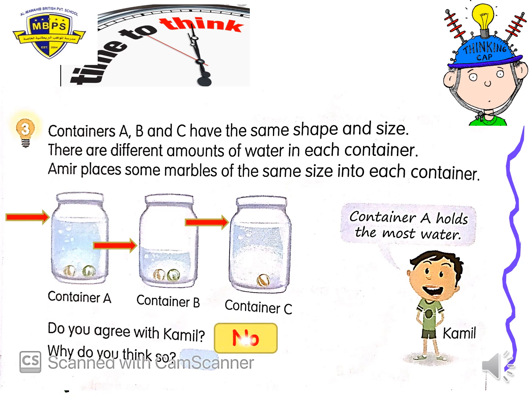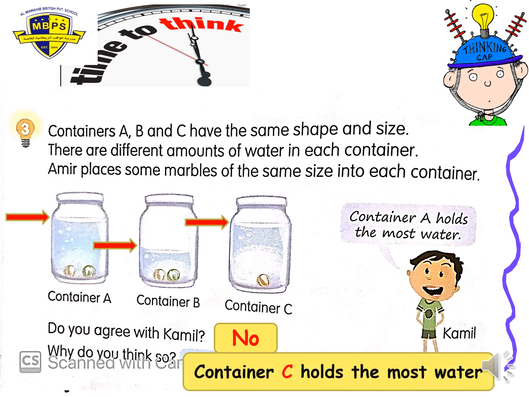No. Why? Because if I compare between container A and container C, look at the level of water. The level of water in A and C, it seems to be the same. But don't forget to look at the marbles. In container A, we have 2 marbles, but in container C, we have only 1 marble. So, we cannot say that container A holds more water than container C. So, container C holds the most water.